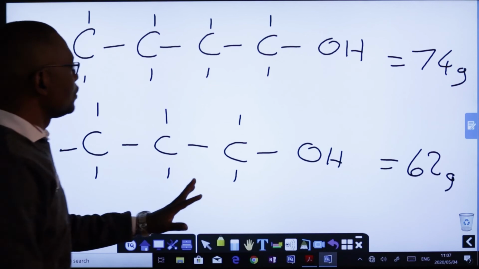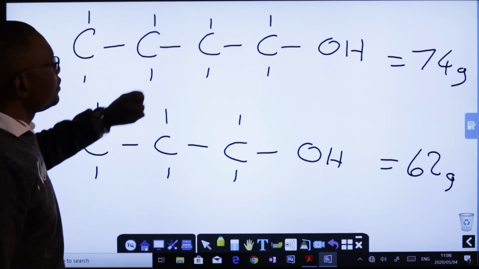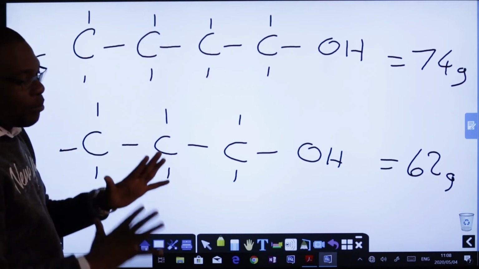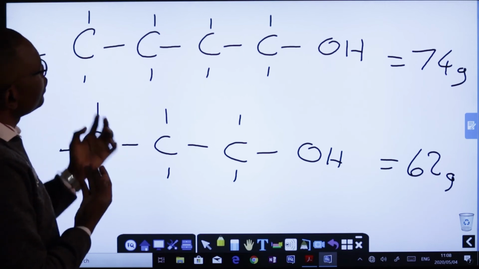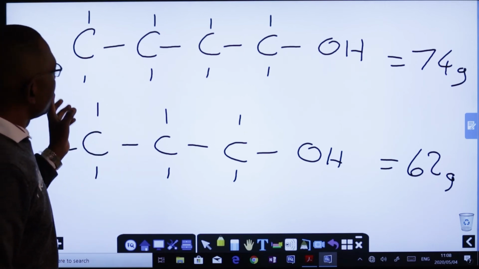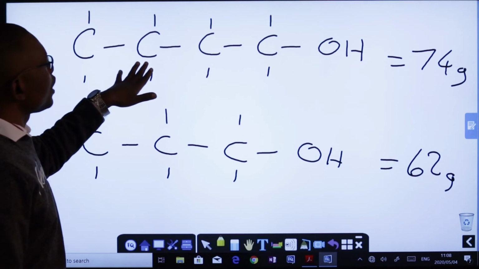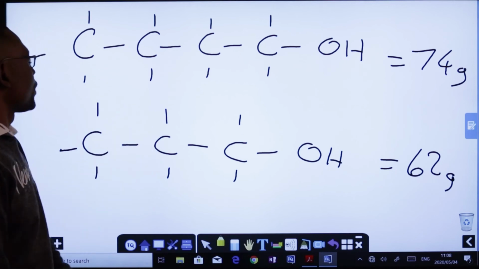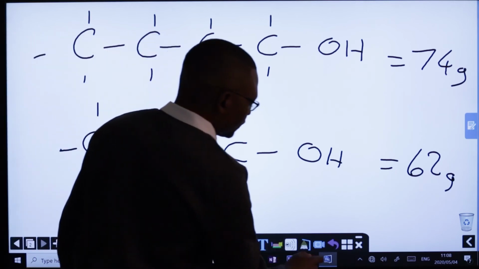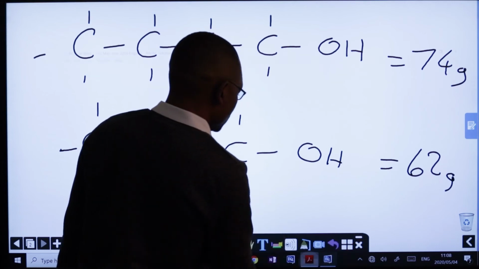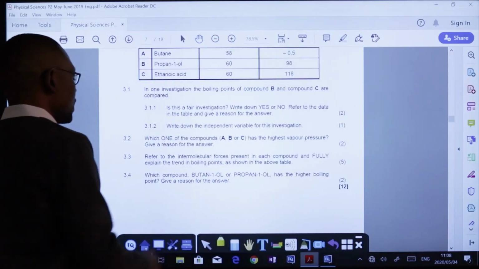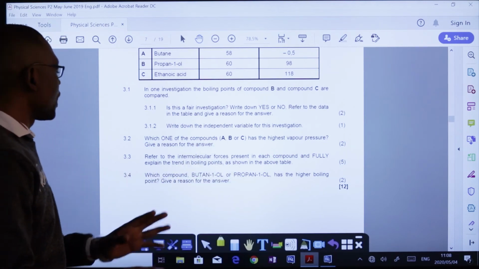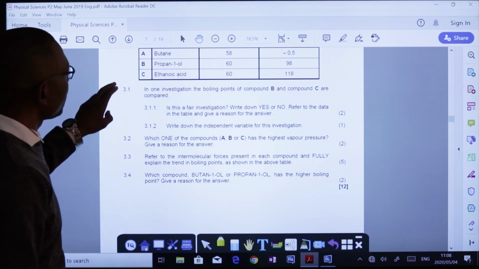So for that reason, you'll see that this is more dense and this is less dense. And because of the longer chain, there are going to be more surfaces of interaction for the intermolecular forces as compared to this. So butan-1-ol is going to have a higher boiling point than propan-1-ol. So for just 2 marks, we can safely conclude that the butanol has the highest boiling point for those 2 reasons we have highlighted there.